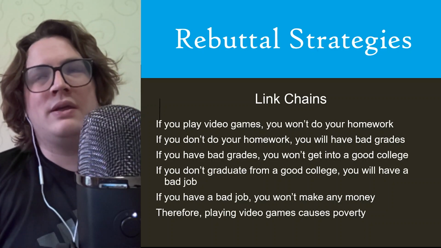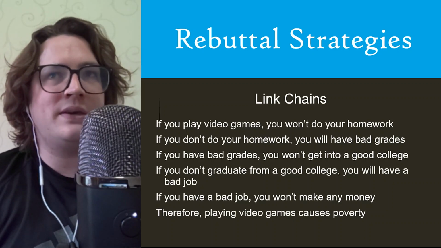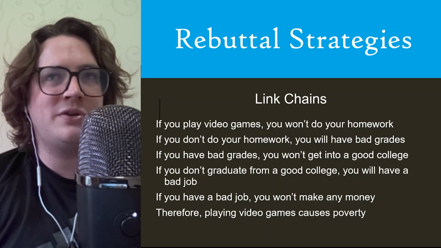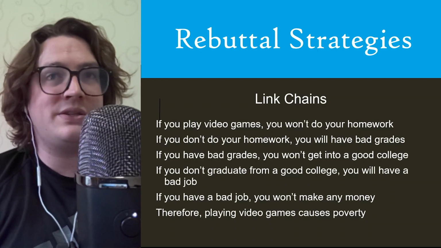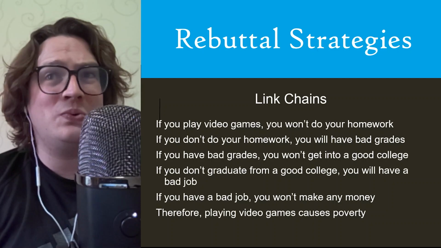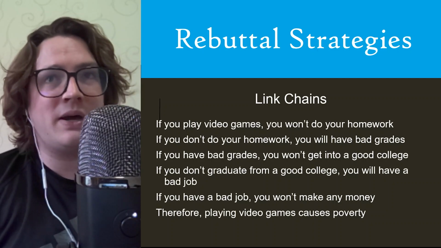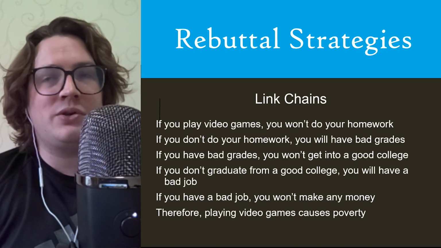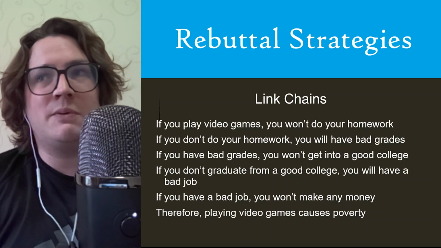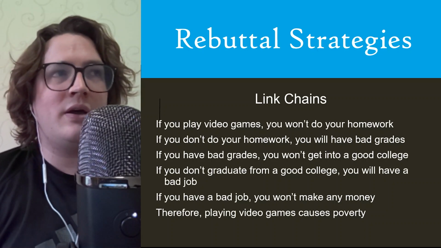Now, I would suggest trying to find more direct links because at the point at which there are so many internal links, as long as you prove that one of these internal links is not true, then your opponent does not have access to the impact of poverty. For example, maybe you get good grades even if you don't do your homework because you always get 100 on your exams because you're a genius.